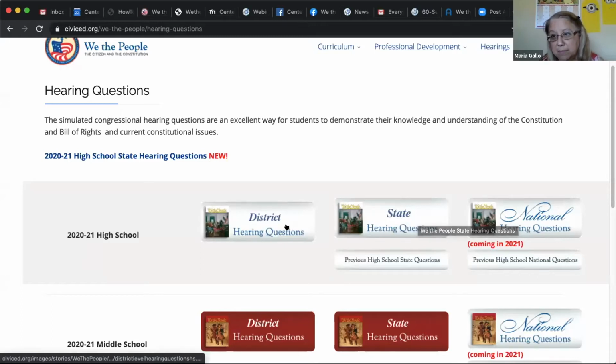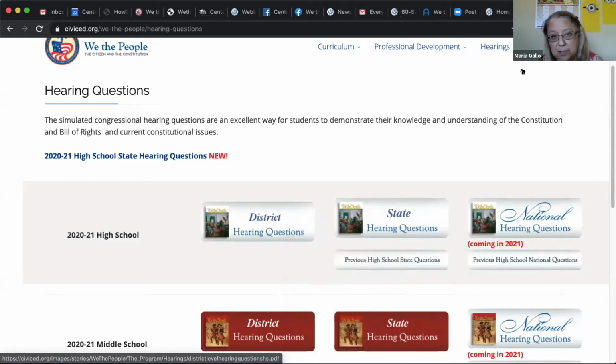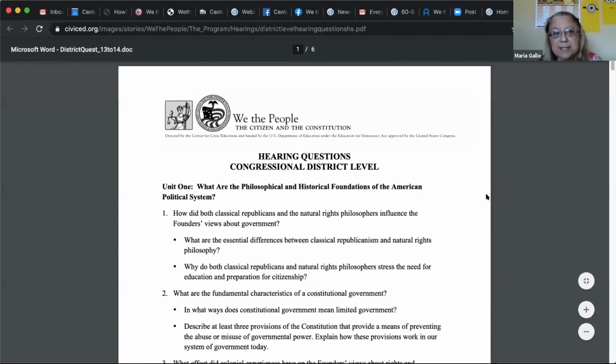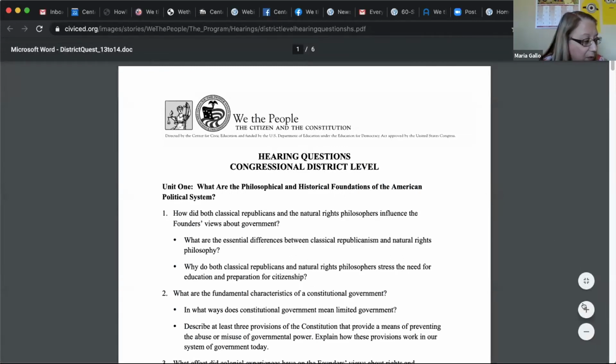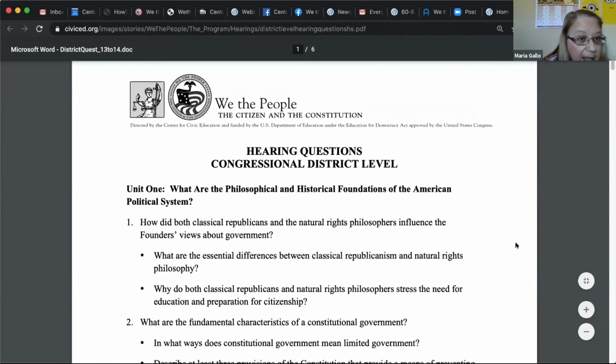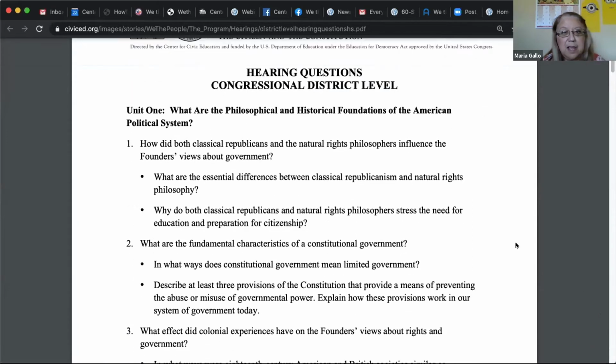They are on the back of the student book. They're also in the back of the teacher's book. Right. And I think it is important. You'll notice that that very first question that I wrote down, how did classical republicanism and the natural rights philosophers influence the founders' views about government, is in fact the one that's there. So you will have that opportunity to be able to see that.